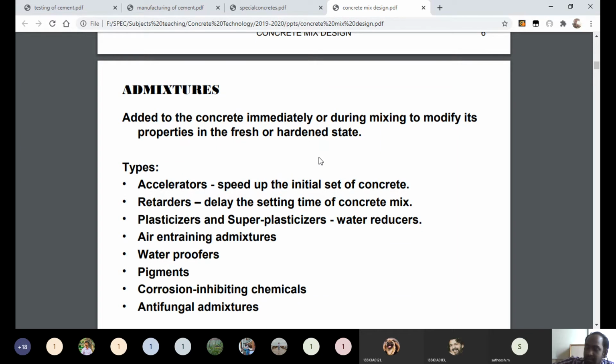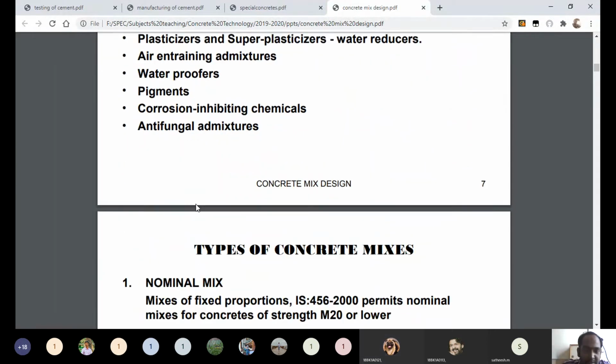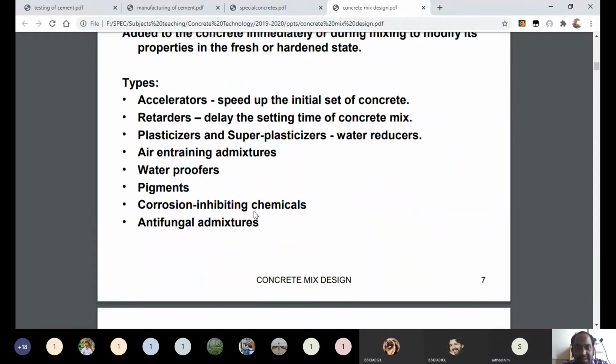And these two admixtures are again classified into different types based upon their purpose or function. There are accelerators, retarders, plasticizers, air entraining admixtures, waterproofers, pigments, non-corrosive admixtures and antifungal admixtures. So these are all the different types of admixtures which are used in concrete.